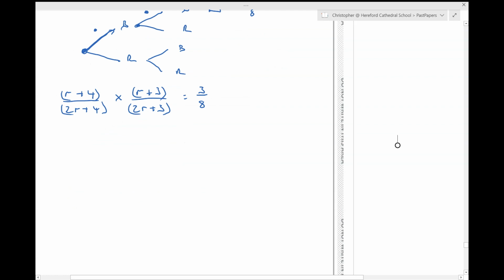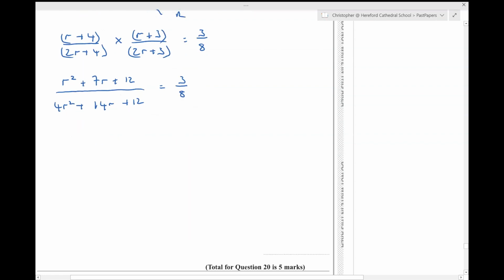Right, I know how to multiply fractions. Top times top, bottom times bottom. R plus 4 multiplied by R plus 3. R squared plus 7R plus 12. Bottom times bottom. 2R plus 4 multiplied by 2R plus 3. 4R squared plus 8R's from the middle plus another 6R. 14R plus 12. And I know that equals 3/8. Let's multiply both sides by 8 to get rid of the 8 on the bottom on the right, and also multiply both sides by 4R squared plus 14R plus 12 to get rid of the 4R squared plus 14R plus 12 from the bottom on the left.